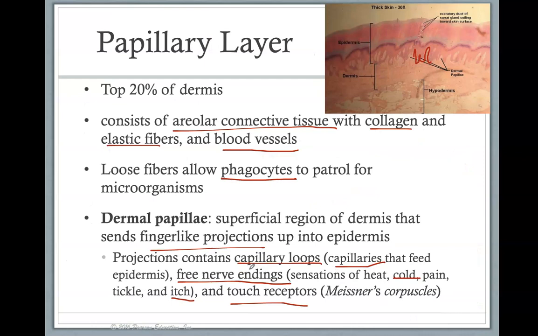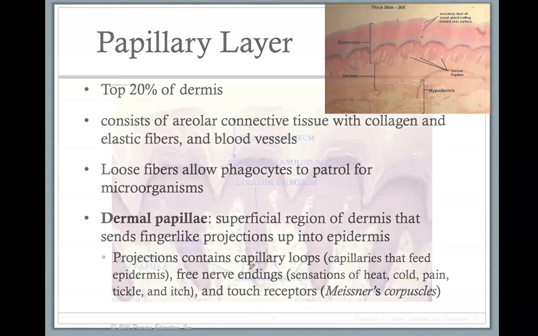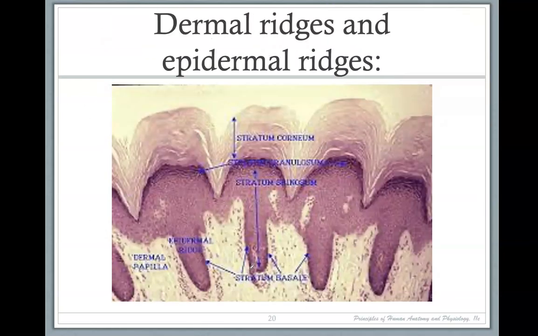So those are your Meissner's corpuscles. And again, those are touch receptors. Sorry if I didn't mention it. Those are touch receptors.